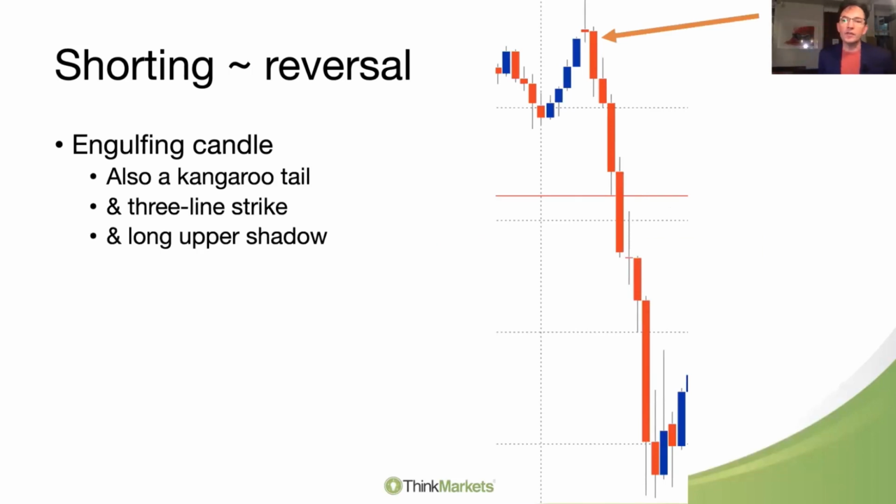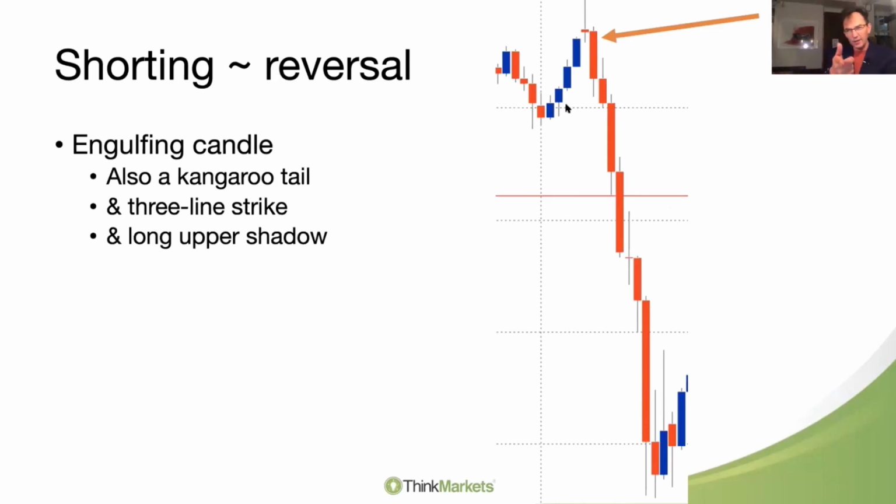And here is just a ton of them. So I actually pulled this out for an engulfing candle. Now, truthfully, it's not clean because there's another one in between. But what I had was a series of bullish candles. And then we had a kangaroo tail. And then we had an engulfing.